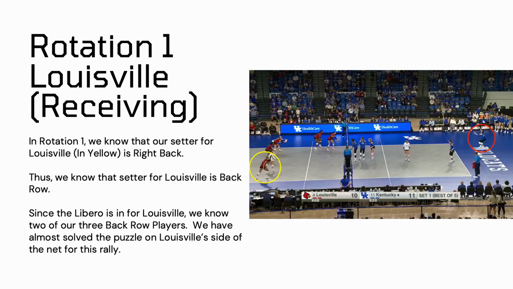In rotation 1, we know that our setter for Louisville is right back. Now we're talking about Louisville in serve receive. So we know that our setter for Louisville is a back row, obviously. Now the libero for Louisville is also in our match for this particular rally. So since our libero is in and we have a back row setter, we know 2 of our 3 back row players. So we've almost solved the puzzle on Louisville's side of the net for this particular rally.